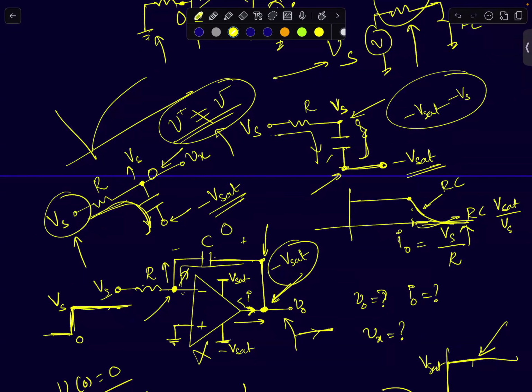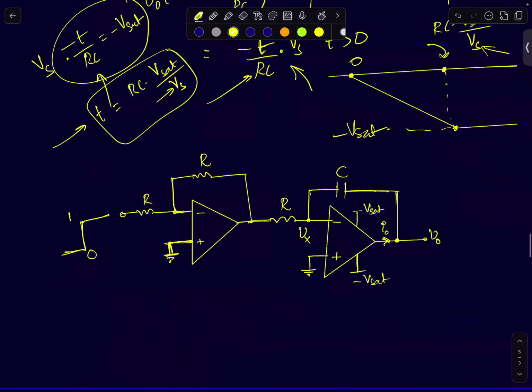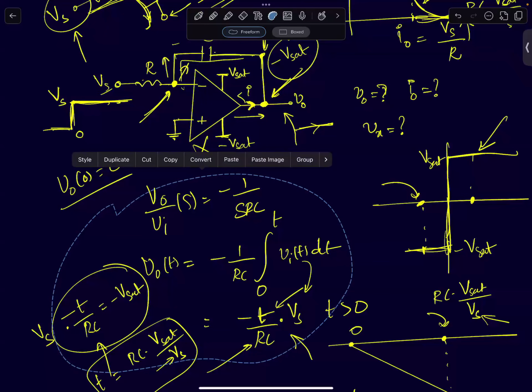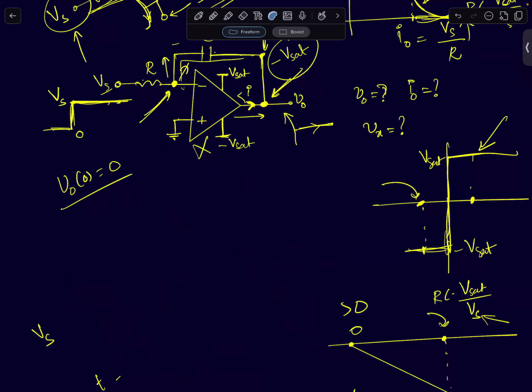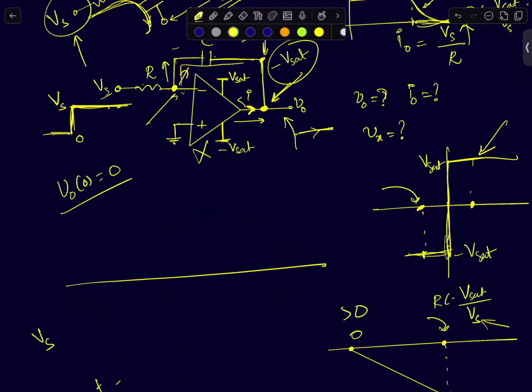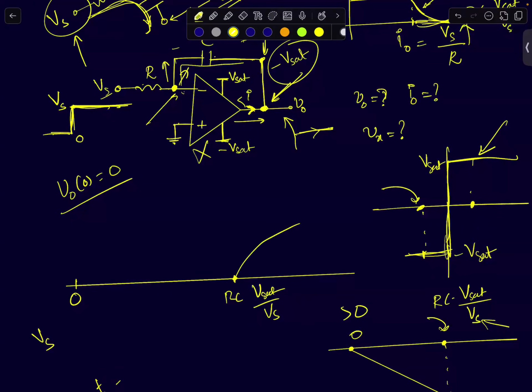And the node voltage, the inverting terminal V minus, let me erase all this. So if I plot Vx, this node voltage was constant. It was always 0 until the point where the opamp output starts saturating. After that, this guy will go through a first order rise and reach a value of Vs.